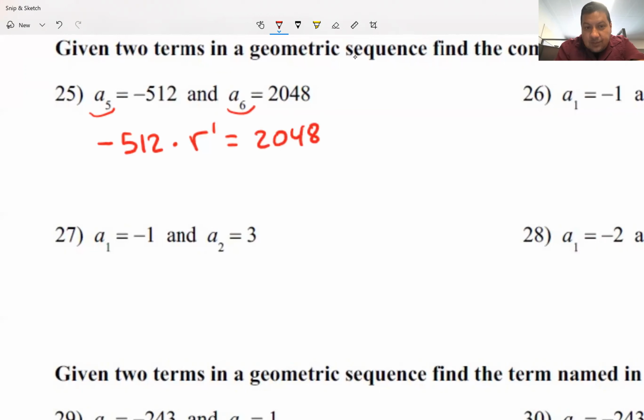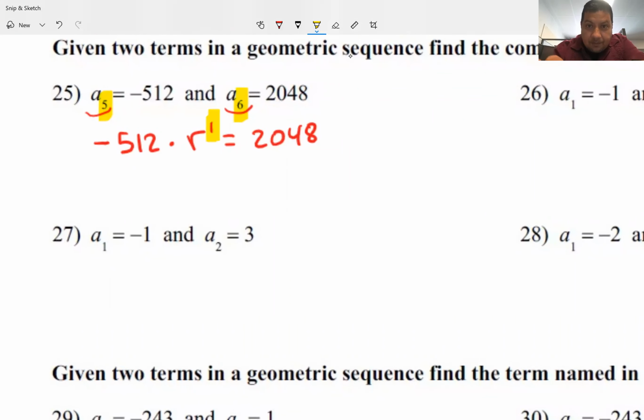The way I knew that I had to multiply the ratio only once is because I have the fifth number and the sixth number, and I subtract those two subscripts, 6 minus 5. That's how I got the exponent of my R. Again, subtract those two numbers, and that's how you get the exponent of the R. Now, to get the R by itself, we learned back in the day that we do opposite operations. To get the R by itself, let me divide by negative 512.